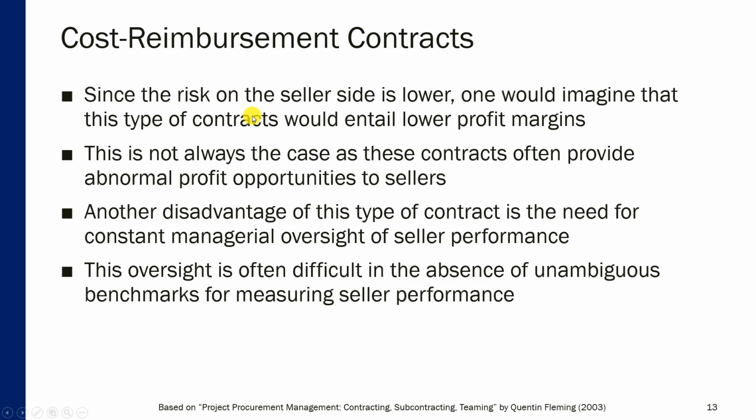Also, since the risk on the seller side is lower, one would imagine that this type of contract would entail lower profit margins. But this is not always the case, and sometimes these contracts often provide abnormal profit opportunities to sellers. Cost reimbursement contracts are often used when a consulting company or any company is hired to create something new, and those pioneering projects may have very high profit margin opportunities for the company performing on this project.